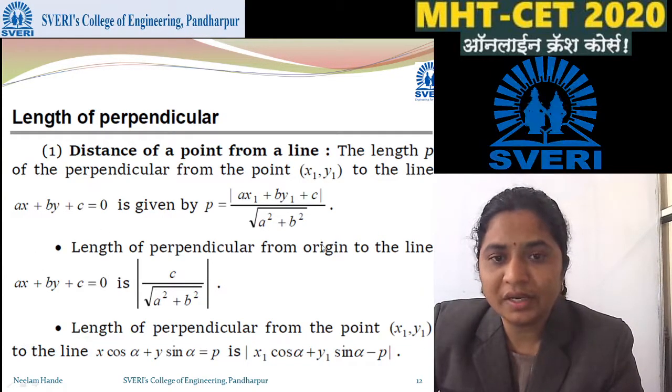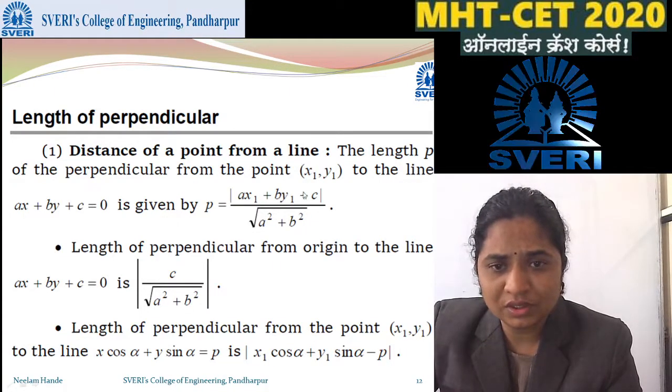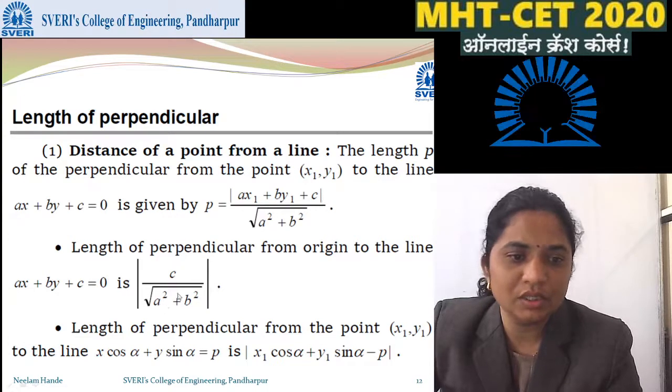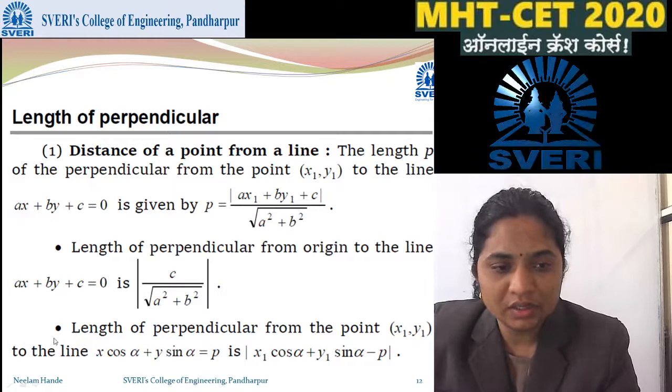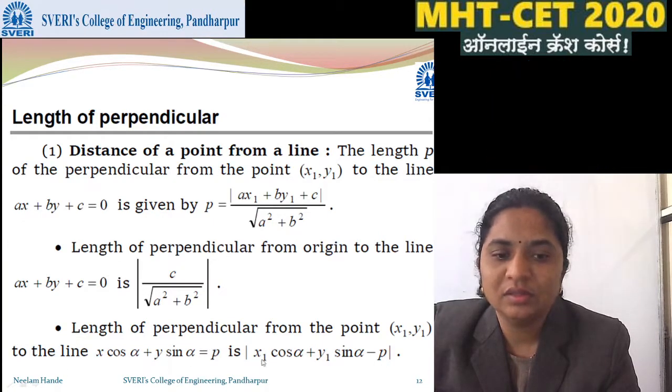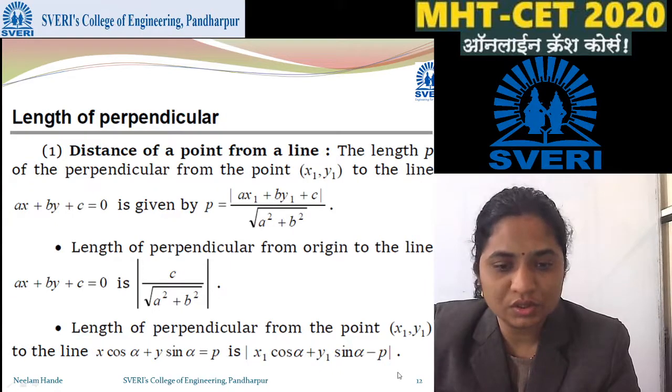Next, length of the perpendicular from the origin. The earlier one is for any point and this is from the origin. If it is the origin, x1 and y1 are 0, so it is simply c upon root a square plus b square. Next, length of the perpendicular from the point to the line: simply substitute that point in the line.